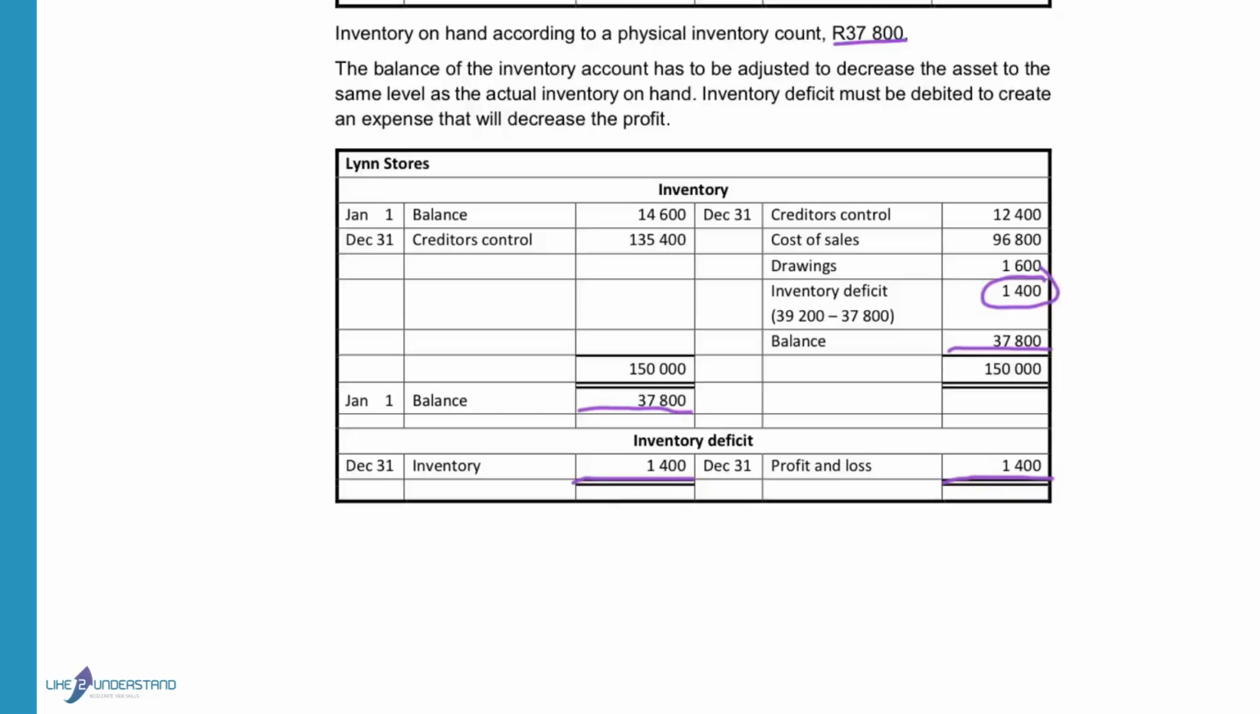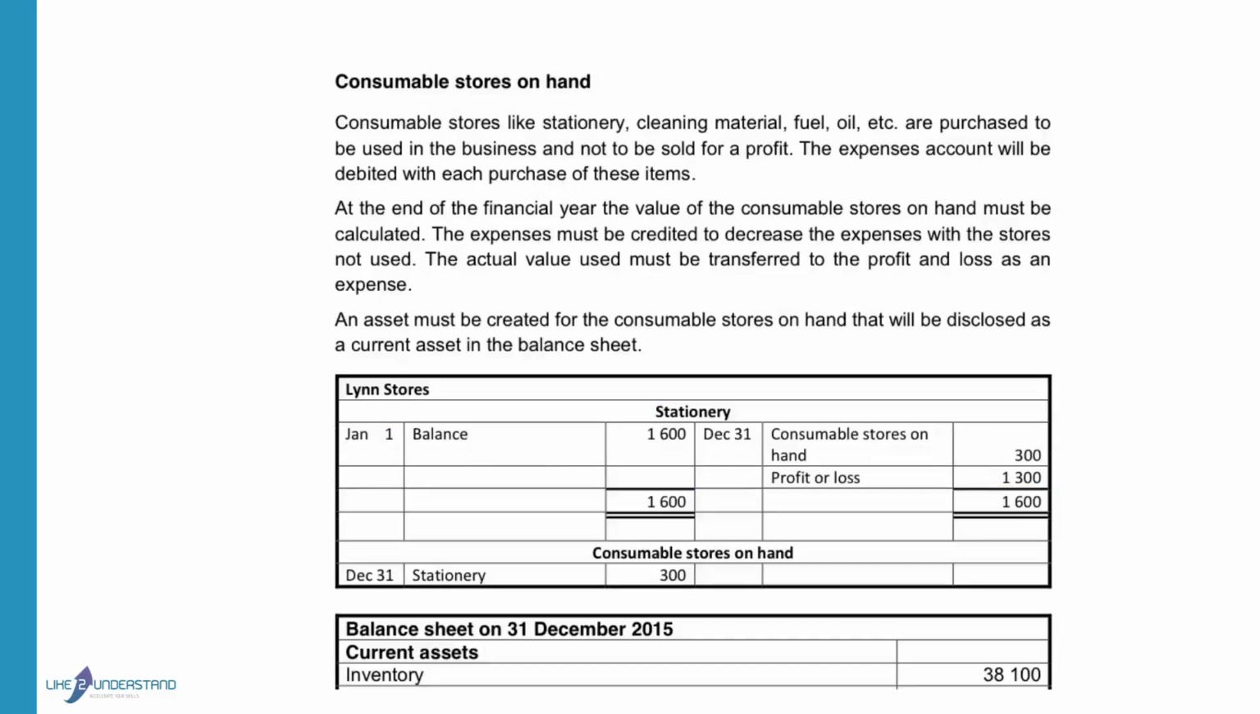What's very important to remember here is that inventory is an asset. So it means if we want to reduce the asset, we will create an expense for the inventory deficit. So remember, inventory is an asset and we create an expense. Consumable stores on hand like stationery, cleaning material, etc., was not purchased with the purpose of selling. They are used in the business and will therefore be expenses. So every one of these accounts will be debited because it's an expense account.